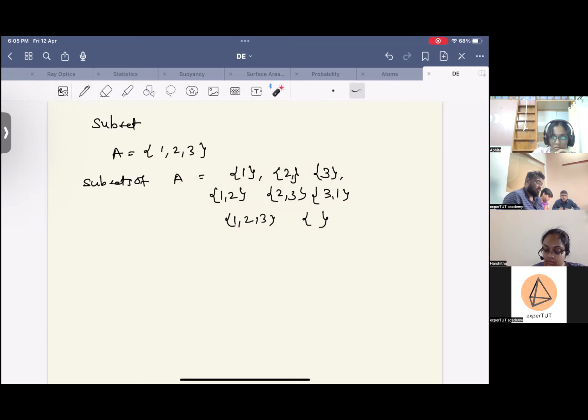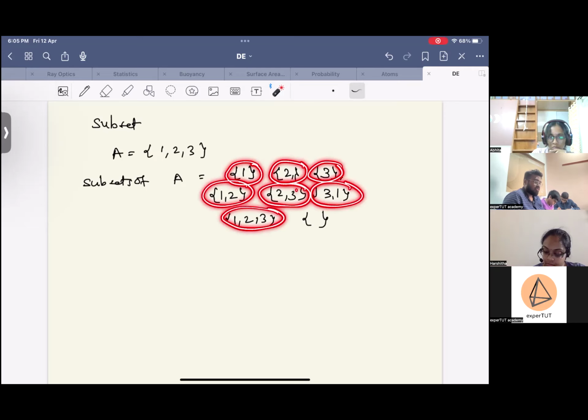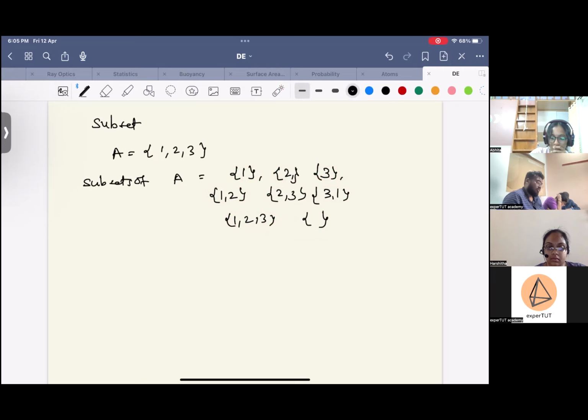Also understand this itself is a subset. This is also a subset. This is also a subset. There are a total of 8 subsets. Okay. Fine. Now you write any relation.